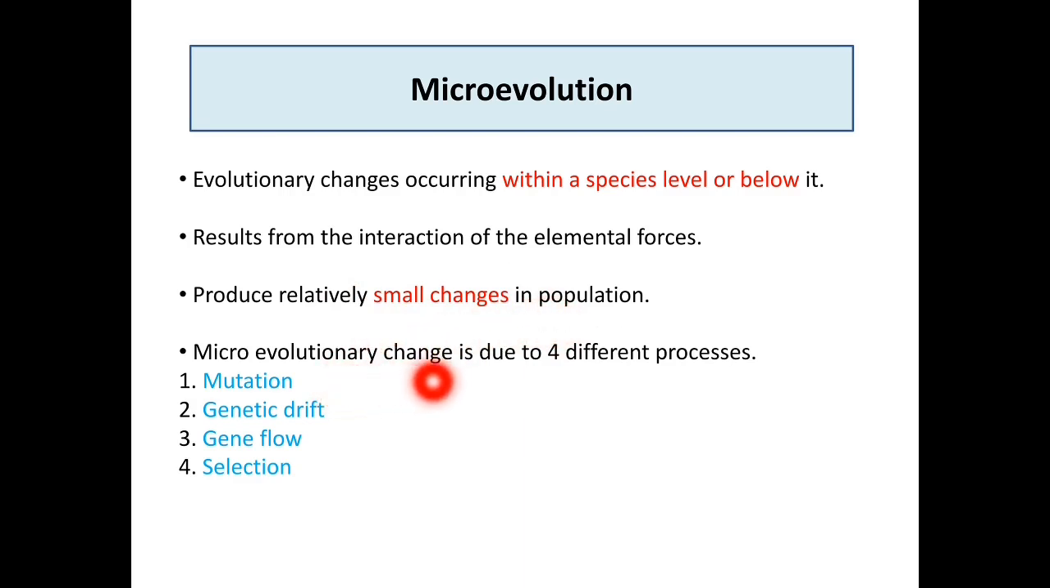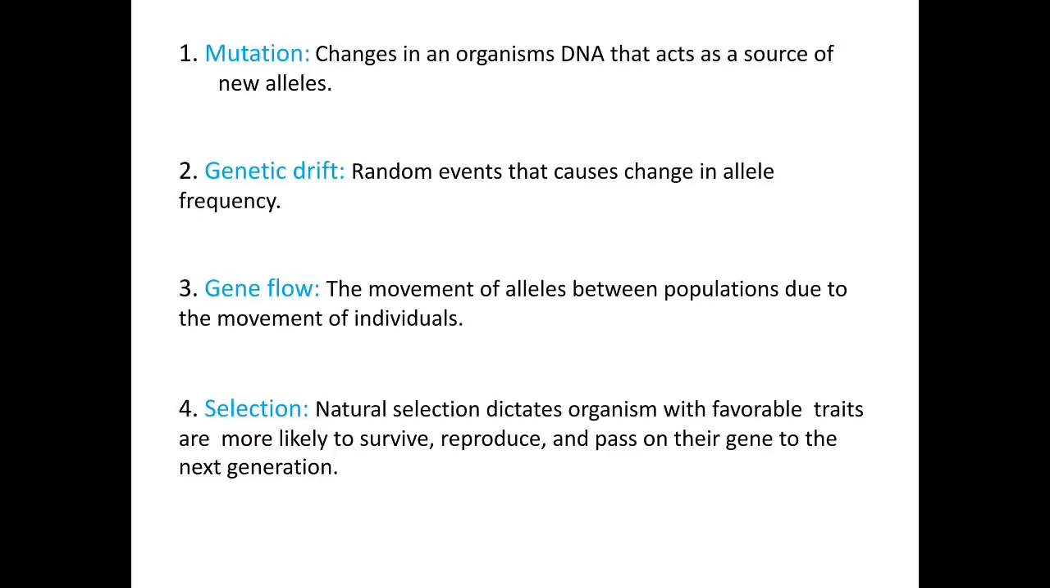Now microevolutionary changes are due to 4 different processes, which are mutation, genetic drift, gene flow and natural selection. See here, I have mentioned those 4 different processes. First one is mutation. Mutation means changes in an organism's DNA that act as a source of new alleles. And second is genetic drift, which mainly involves random events that cause change in allele frequency.